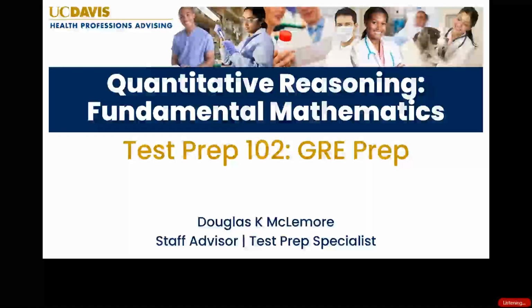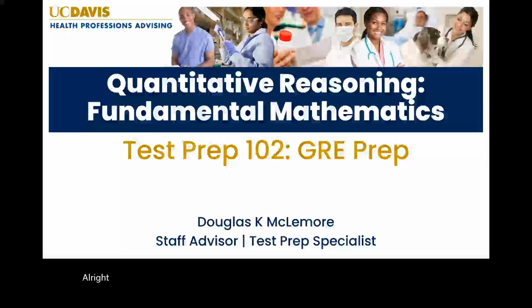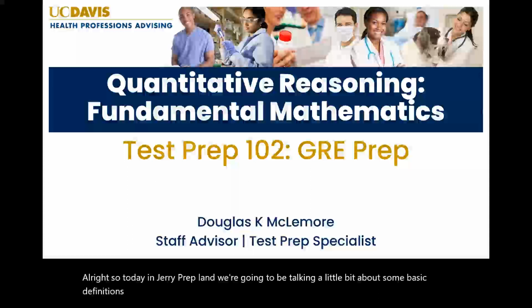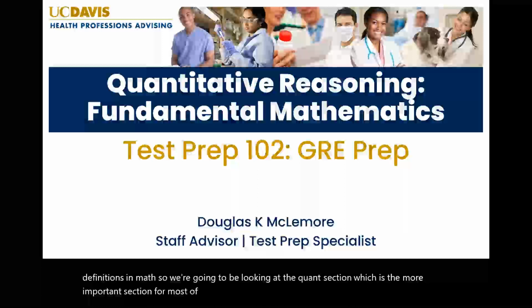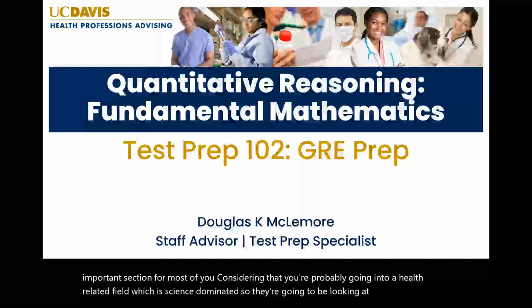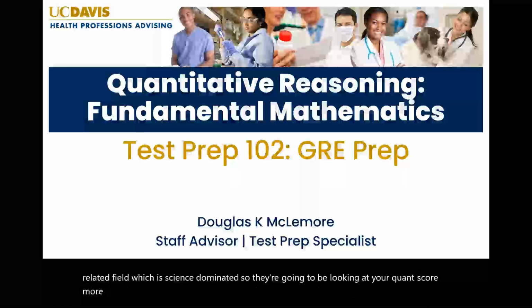All right. So today in GRE prep land, we are going to be talking a little bit about some basic definitions in math. So we're going to be looking at the quant section, which is the more important section for most of you, considering that you're probably going into a health-related field, which is science-dominated. So they're going to be looking at your quant score more critically than your verbal score.